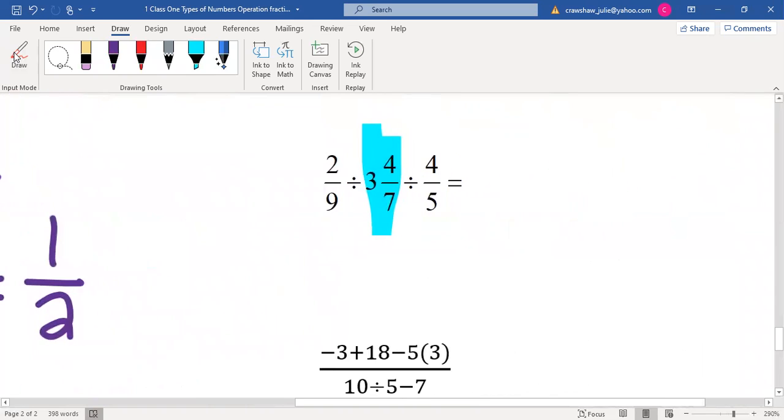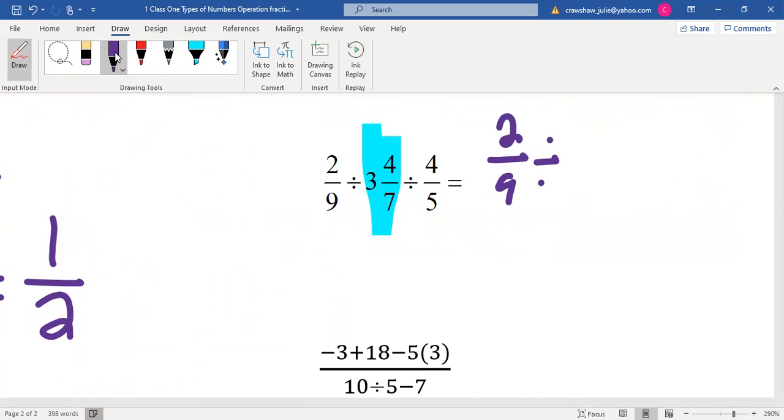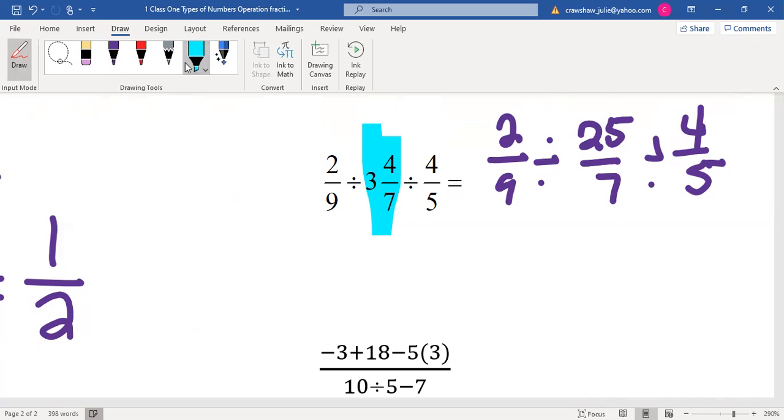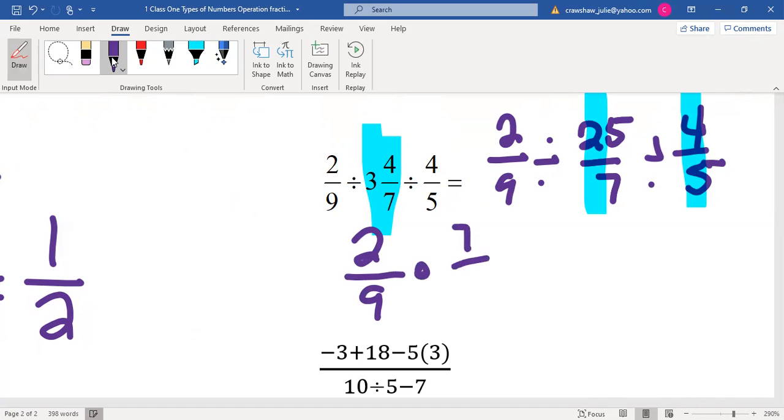So, the first fraction stays the same. 3 times 7 is 21, plus 4, that's going to be 25 over 7. I still have my 4/5. Now I'm going to change my division to multiplication and flip the fractions that are to the right of the division sign to the reciprocals. So my 2/9 stays the same, but now I have times 7 over 25. Again, times 5 over 4.